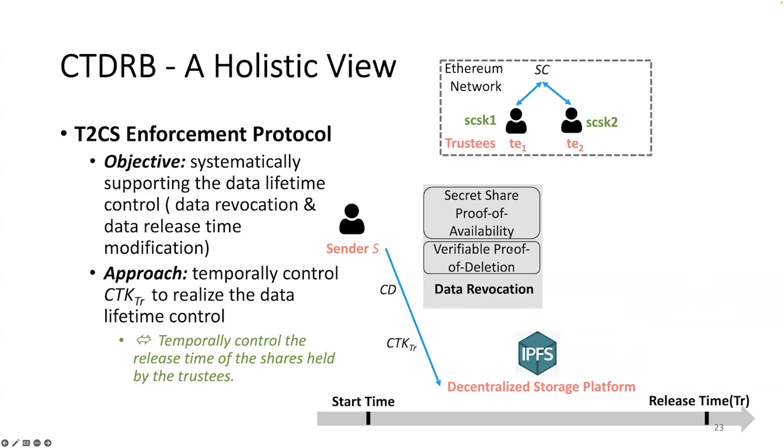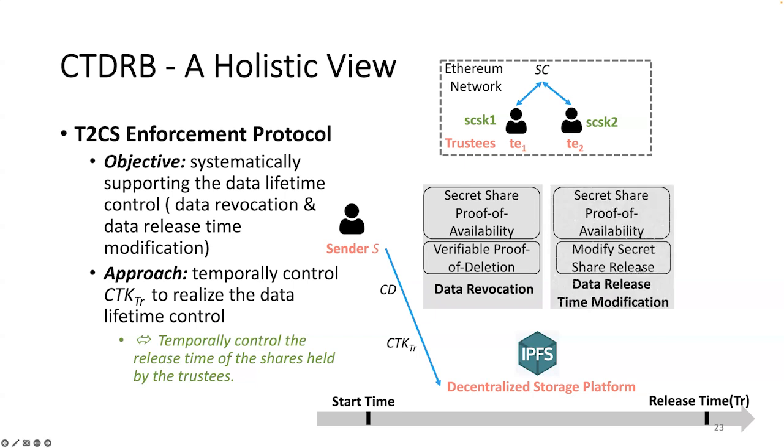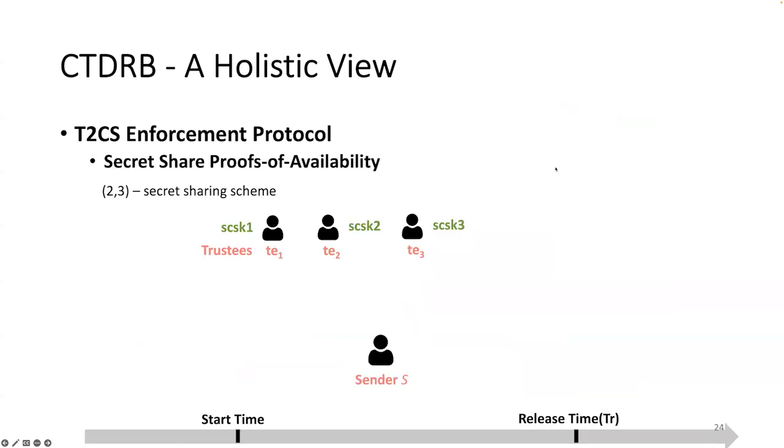We support data revocation by designing a secret share proof of availability sub-protocol as well as a verifiable proof of deletion one. And for the data release time modification primitive, we jointly adopt secret share proof of availability and the modify secret share release sub-protocol. The entire service will be monitored by our service auditing protocol. The secret share proof of availability aims at helping the sender to check the availability of the shares at any point of time before the release time.